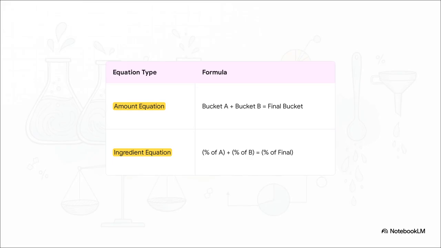It's like a formula. First up, you have the amount equation. It's exactly what it sounds like. The total stuff from bucket A plus the total stuff from bucket B equals the total stuff in the final bucket. Super simple, right? Then you've got the ingredient equation. This is where we focus on that one special ingredient. The amount of, say, acid from bucket A plus the acid from bucket B has to equal the total amount of acid in the final mix. And that's it. These two equations, that's all you're ever going to need to solve any of these problems.